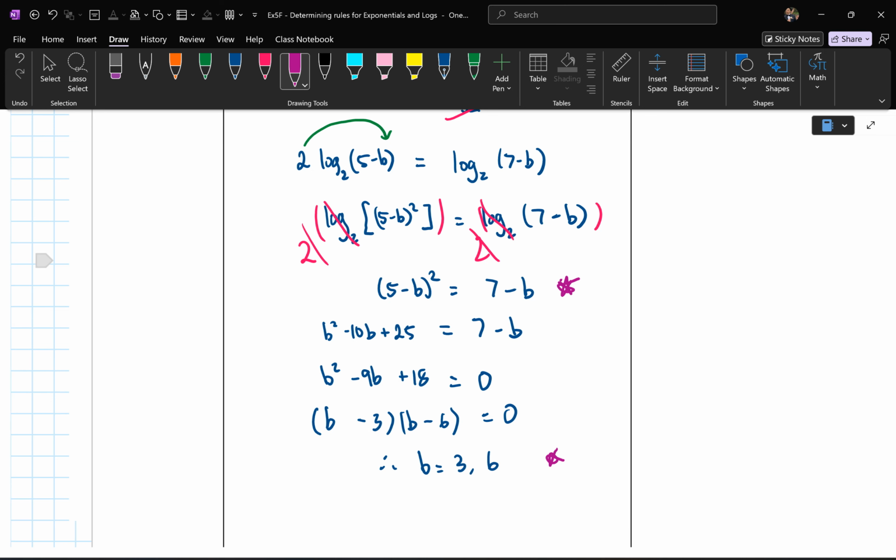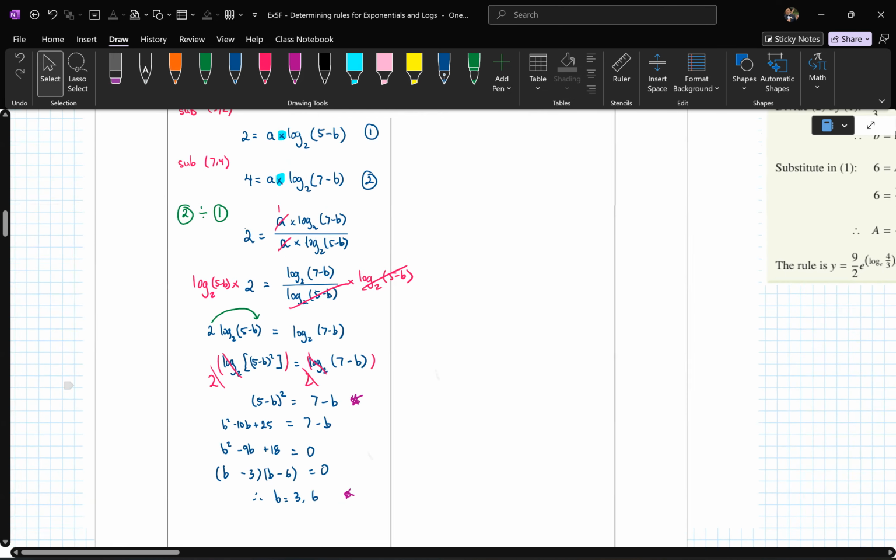So if you can get up to that step, that's 2 marks already. But remember, I said this is a 3 marker. So in an exam, you need to check that. You need to check that, yes, you've done all that hard work, you get to b equals 3 or 6. But you have to check, does it make sense in the equation? One of the restrictions of log is they can't do log of a negative number. So let's check it.